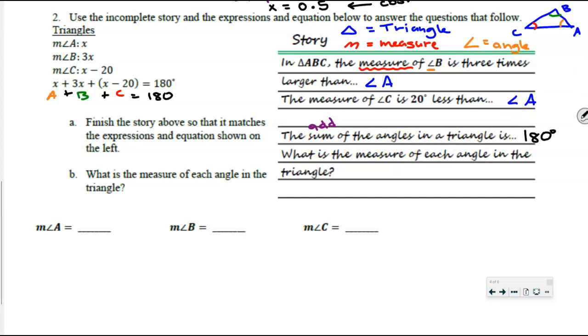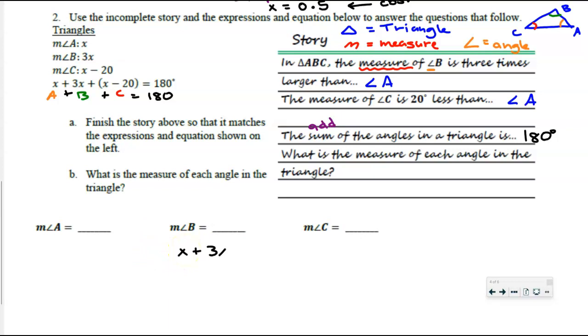180 degrees. We're going to learn more about that in our next unit, but for now we can just read the equation that's already built in order to understand. What is the measure of each of the angles in the triangle? Well, the good news is this equation was already built for us. Now we just need to solve it.